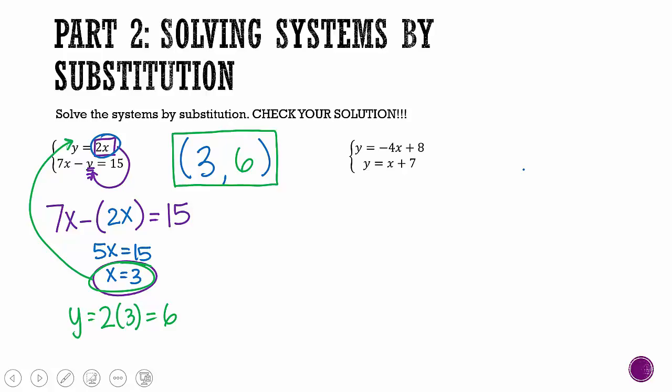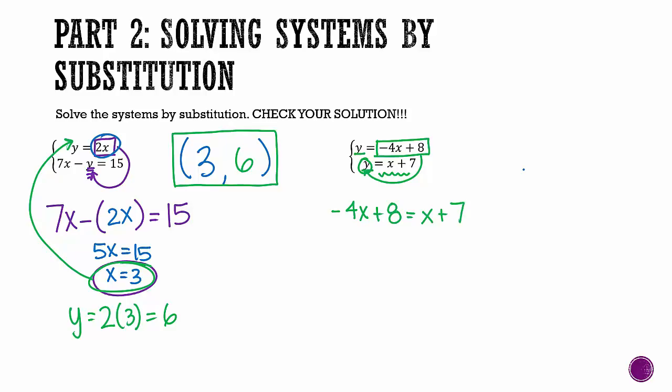Let's try another one. So in this one, we have y's by themselves in both of them. So it doesn't really matter which one you pick. Let's pick the one on top just because it's on top. And remember, we are going to substitute this in where we see y. So if y equals negative 4x plus 8, I know right here I have negative 4x plus 8. And just like this says, it's going to equal x plus 7. So all I'm doing is plugging it in.